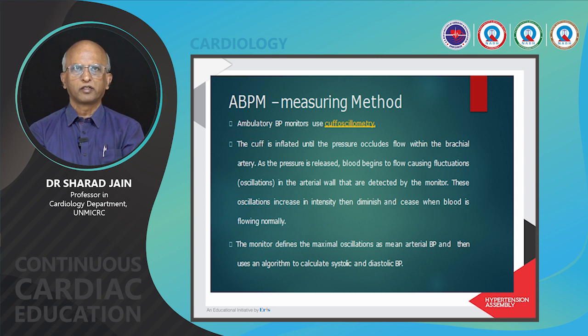cuff oscillometry. The cuff is inflated until the pressure occludes flow within the brachial artery. As the pressure is released, blood begins to flow, causing fluctuations, oscillations in the arterial wall that are detected by the monitor. These oscillations increase in intensity, then diminish and cease when blood is flowing normally. The monitor defines the maximal oscillation as the mean arterial blood pressure, and then systolic and diastolic are calculated from it.